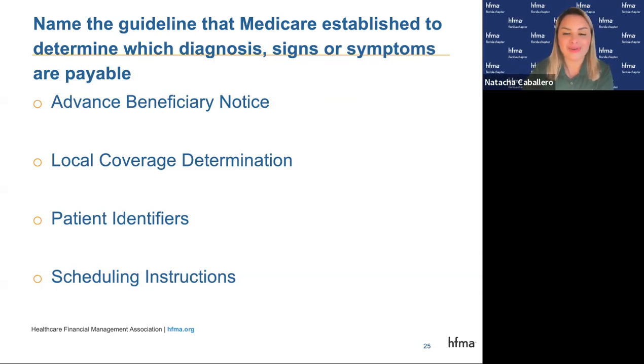We can go ahead and close that polling question and show the results. And you were all correct. Number 2 is the right answer. Medicare and other health plans will only pay for tests and services that are determined to be reasonable and necessary. Medicare has established guidelines called the Local Coverage Determinations and National Coverage Determinations. So great job, everyone.